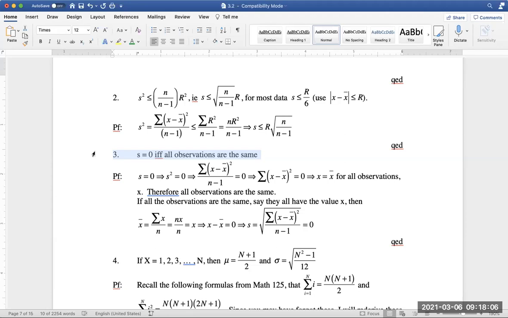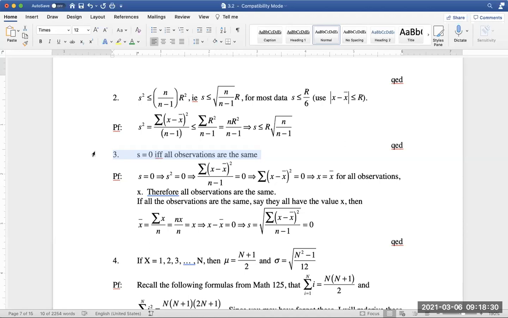If all the data values are the same, there's no dispersion. And if there's no dispersion, then all the data values are the same. Otherwise, this is not a very useful concept of a measure of dispersion. That's sort of the minimum that you should have for a measure of dispersion.